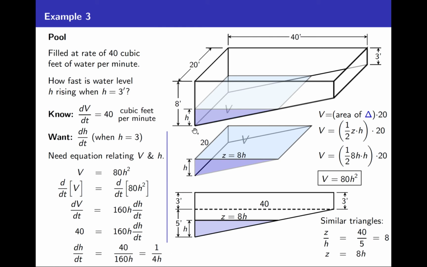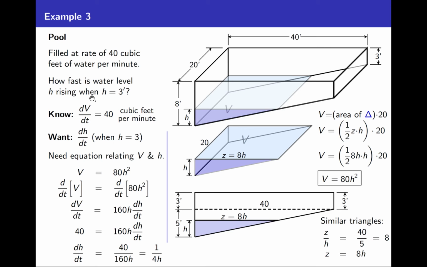And remember how we said it looks like the rate of change of h would be smaller when h is big? That's exactly what's happening here. The bigger and bigger h is, the smaller and smaller this fraction, 1 over 4h, is. So that meets our expectations. dh/dt depends on the height h.